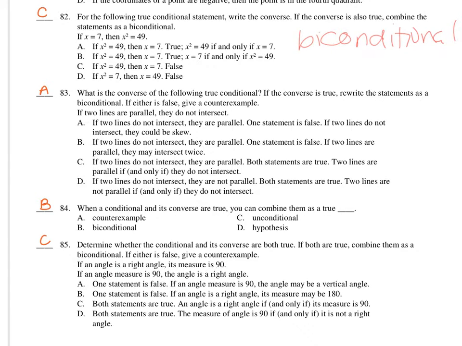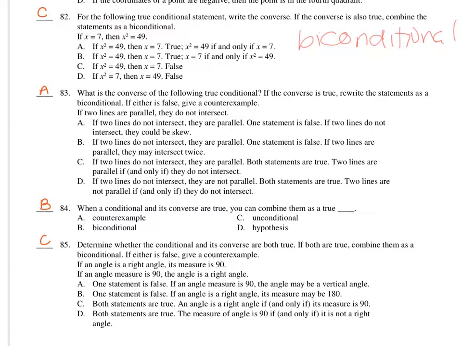83 says if two lines are parallel, they do not intersect. So the converse of that would be if two lines do not intersect, then they're parallel. This would be false. What would be a counterexample? What are two lines that don't intersect that aren't parallel? Skew. It says it in the question, guys. A, okay, the two lines could be skew.